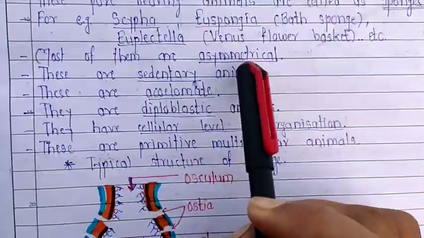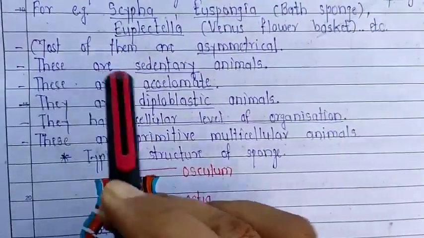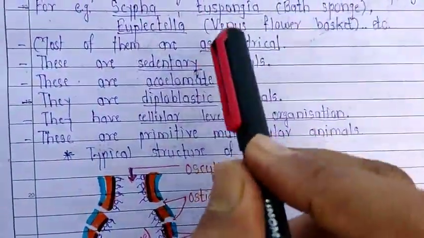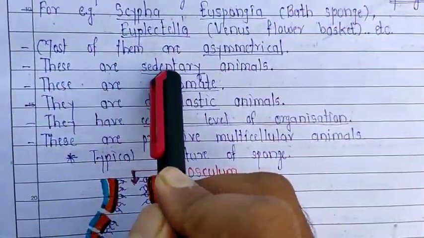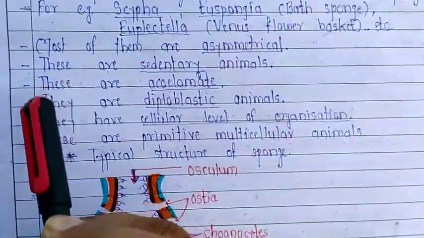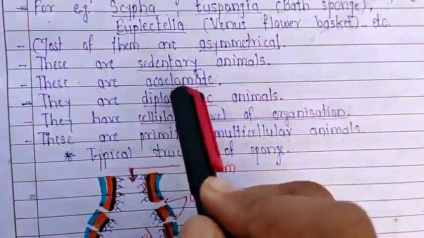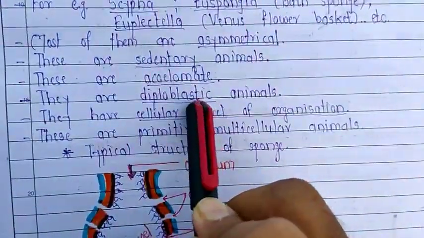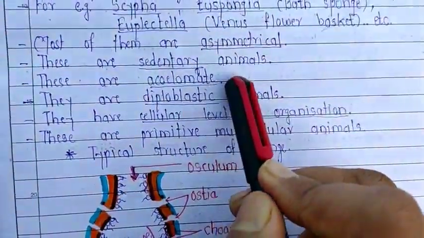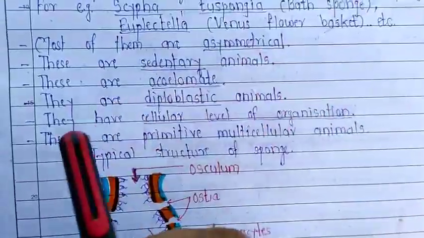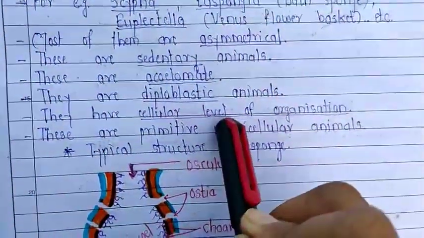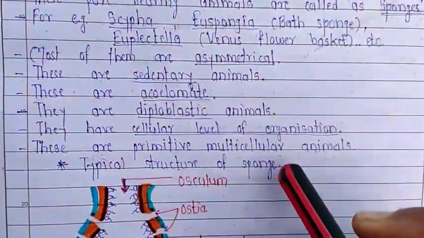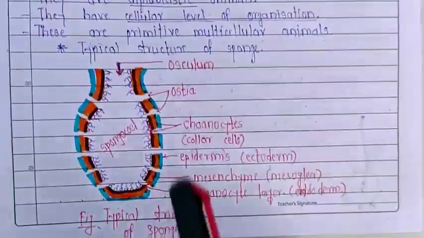Most of them are asymmetric. These are sedentary, meaning they are fixed at a particular substratum and they cannot move. So these are known as sedentary, the animal which cannot move. These are acoelomate. They do not have coelom. They are diploblastic, meaning they have two germ layers, ectoderm and endoderm. They have a cellular level of organization and these are the most primitive multicellular animals.